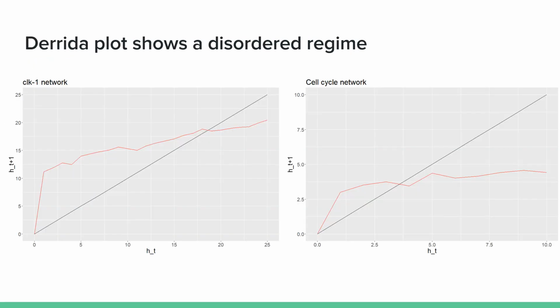Then we compute the Derrida curve based on the Hamming distance, and we can see that the system is in a chaotic regime, the same as small networks, just like the cell cycle network that we can see on the right side. We expect a more extensive network will show a critical state in the curve, including all the redundant elements, intermediate elements, and other pathways like food restriction and the insulin pathway.